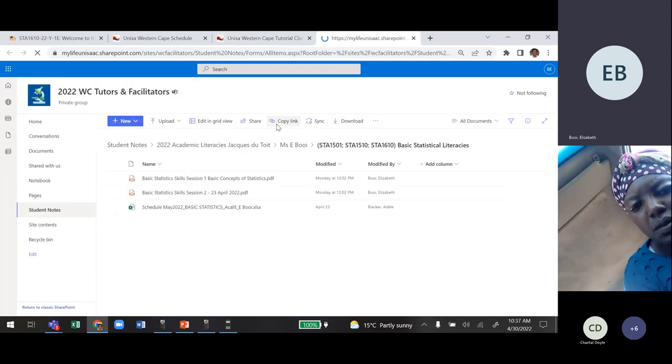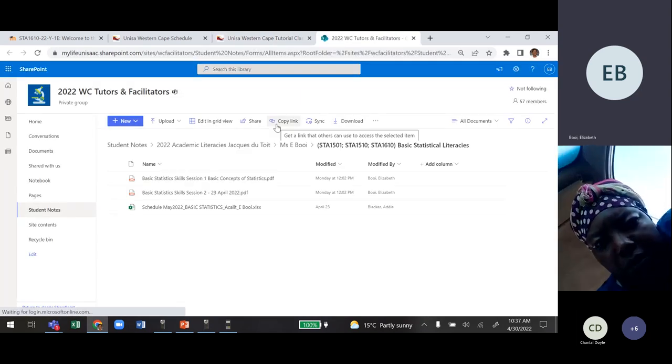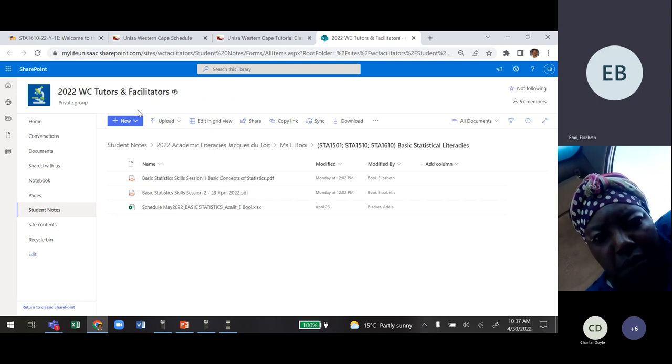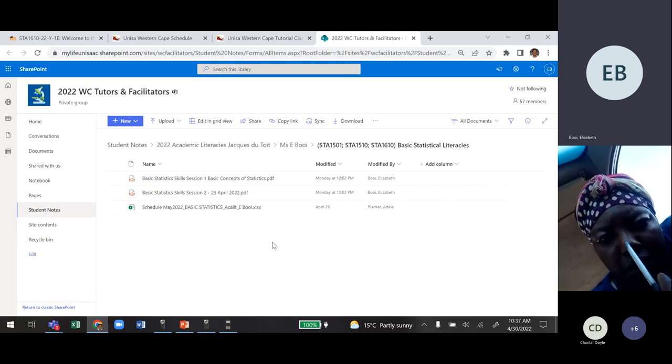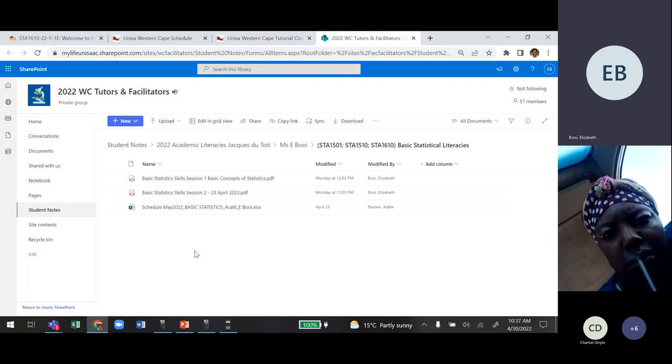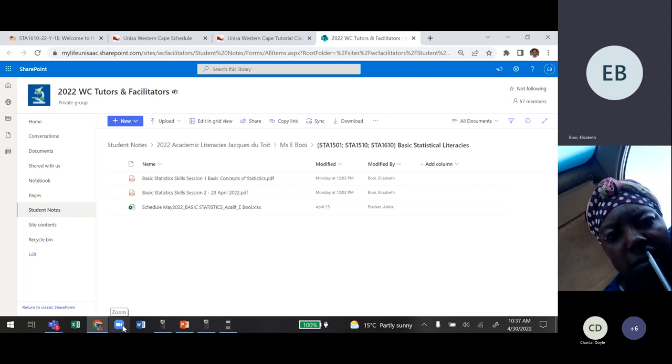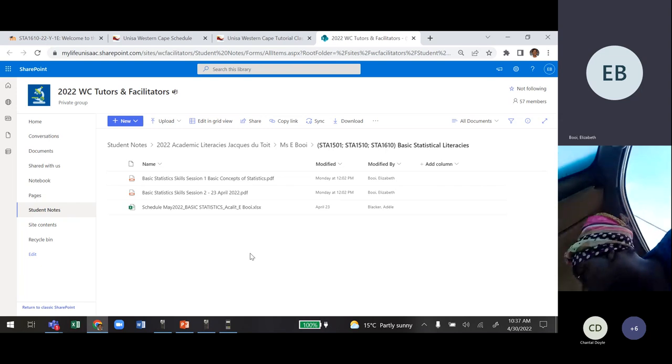Yours will be different. The view will be different to mine because I'm an editor on this folder, but you will be able to see it. Oh, I didn't load today's notes. I will load today's notes here. I will also load here the document on how to use your calculator for HP and for the other one. I will need to go and search where I stored that. It's somewhere, but I will include it here in the notes.